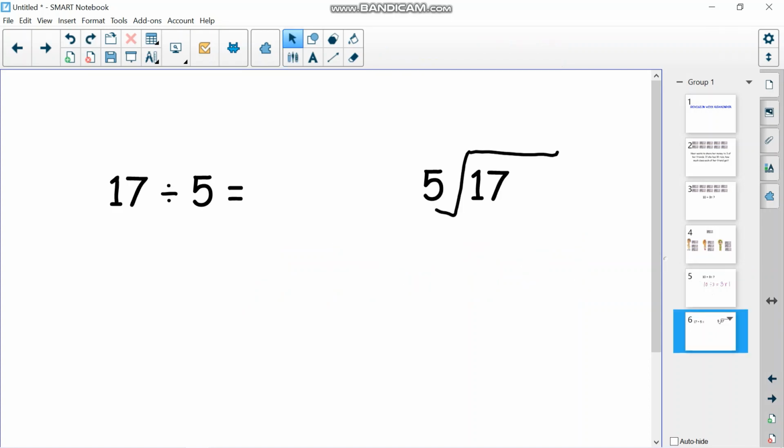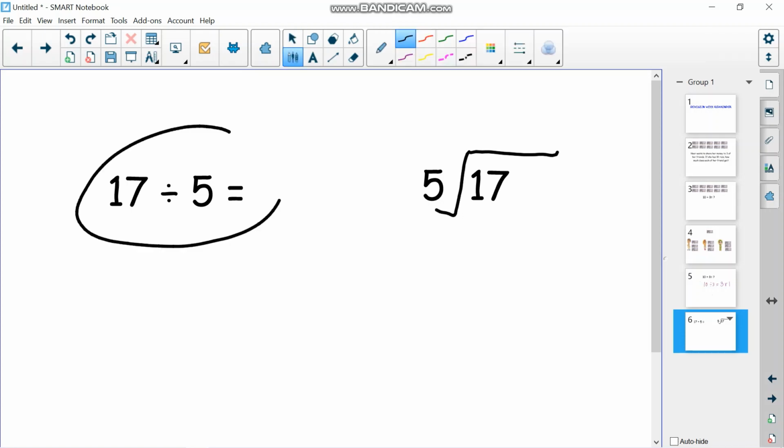Say we have 17 divided by 5. There are 2 ways we can write our division sentence. Number 1 is to write it as the common number sentence, like this one. And the second one is to write and solve it in column, like this one. So you can write your division sentence using these 2 ways.